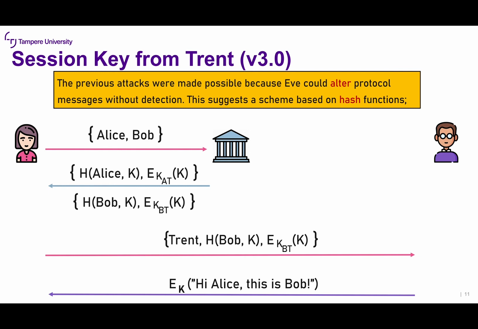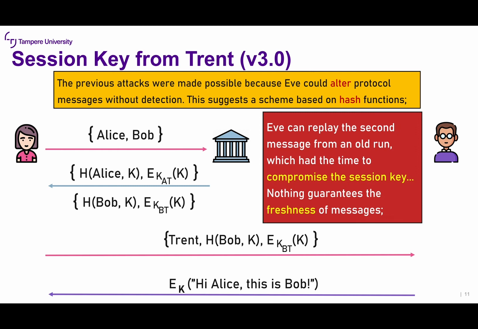Good. Now, do you see any issue here? Again, the same advice, please stop and try to find any flaws to see if something is going wrong here. So what Eve can do is replay the second message of an old run which had the time to compromise the session key. So nothing guarantees the freshness of the messages here, okay? And that's bad.